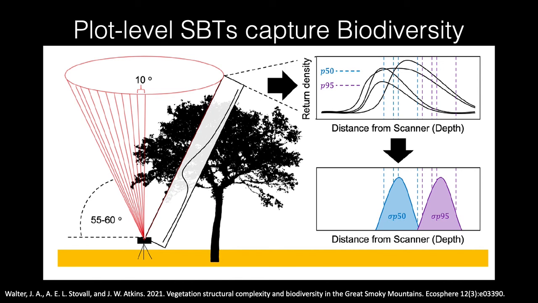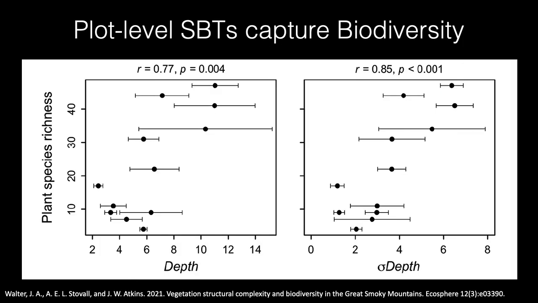One of the other things that we're doing is deriving plot level structural biodiversity traits. This is just one example of a recent variable, depth and depth complexity, that we've created that captures an element of structural complexity in the forest canopy, and it's derived at an individual scan level. We found that there was a positive correlation between this complexity variable and plant species richness. So this is the type of thing that we're particularly interested in exploring, but at a global scale instead with this database.